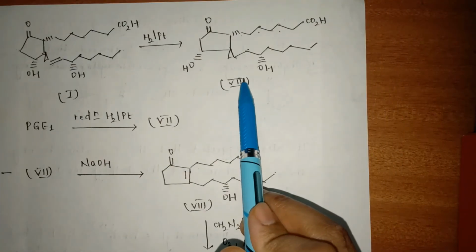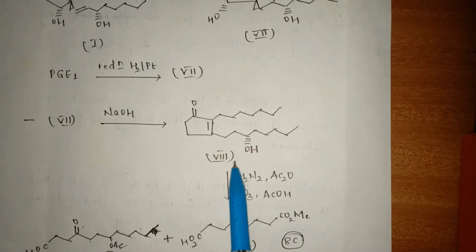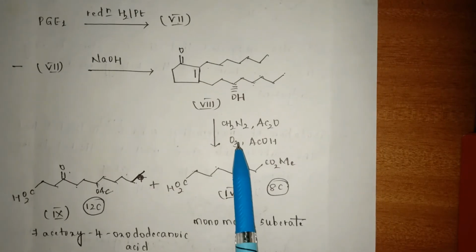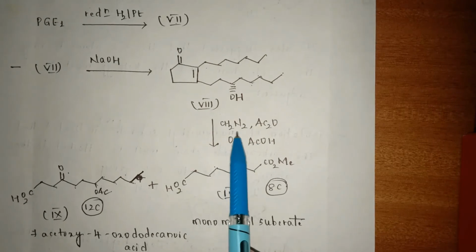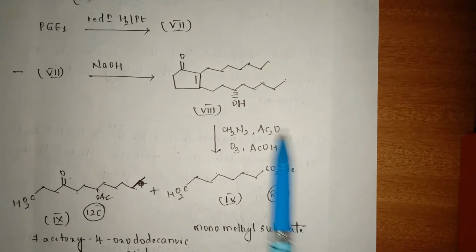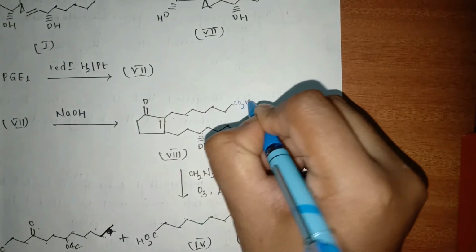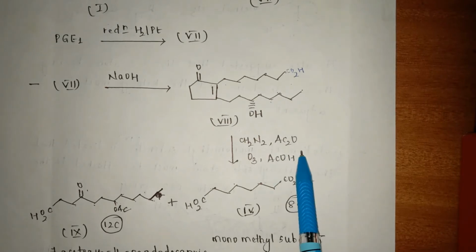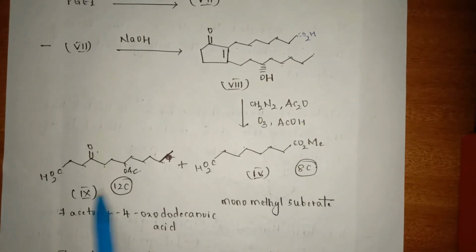Utilizing this compound number 7 in the presence of NaOH, it gave compound number 8. Again the same isomerization took place, and there is a formation of a conjugated carbonyl system. This carbonyl system, in the presence of diazomethane and acetic anhydride, has a carboxylic group which undergoes an esterification reaction, and acetic anhydride gives an acetylation. It gave a total of 2 compounds now.